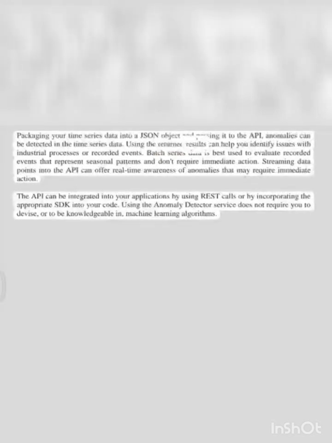Using the returned results can help you identify issues with industrial processes or recorded events. Batch series data is best used to evaluate recorded events that represent seasonal patterns and don't require immediate action. Streaming data points into the API can offer real-time awareness of anomalies that may require immediate action. The API can be integrated into your applications by using REST calls or by incorporating the appropriate SDK into your code. Using the anomaly detector service does not require you to devise or to be knowledgeable in machine learning algorithms.